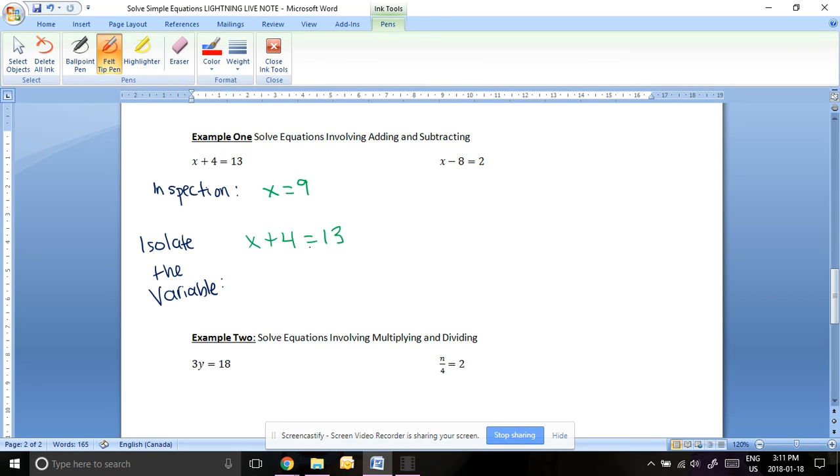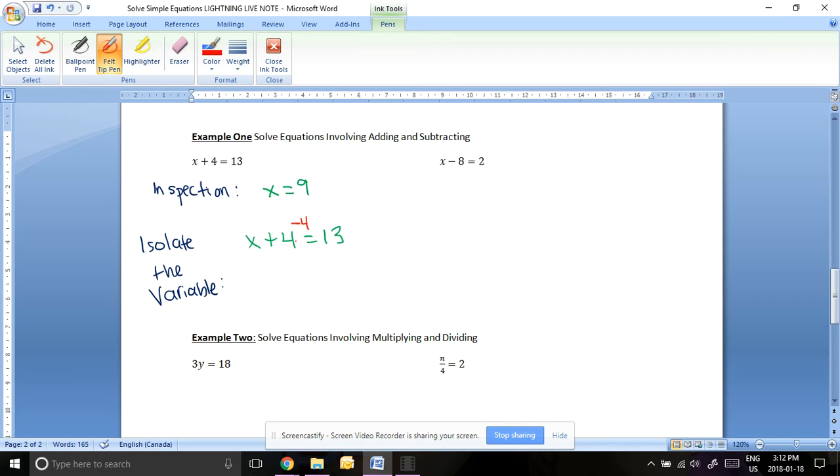Notice that it has a plus 4 next to it. We wanted to get just x equals. So that means this 4 needs to go to the other side of the equal sign. Well, how do you get rid of a plus 4? You get rid of a plus 4 by subtracting 4.